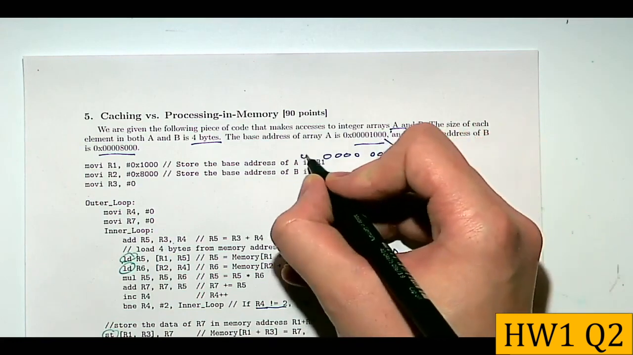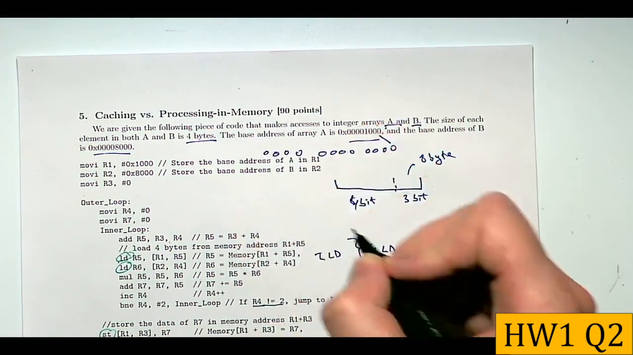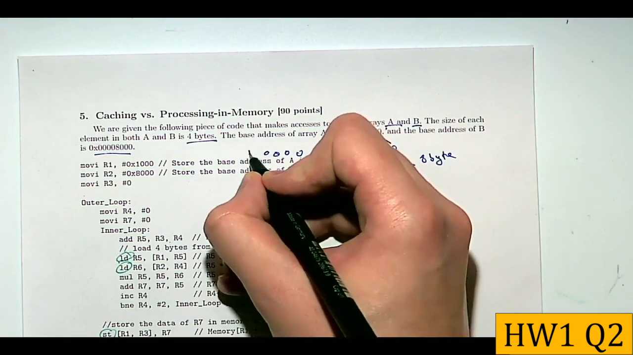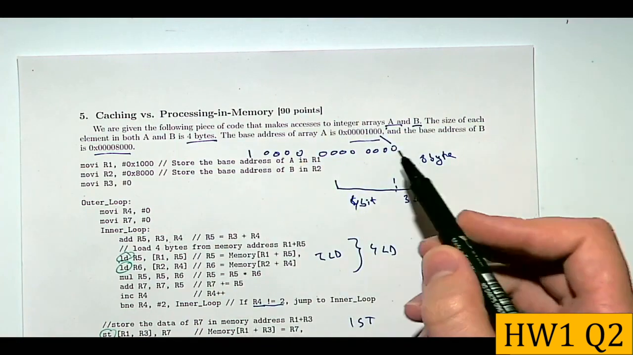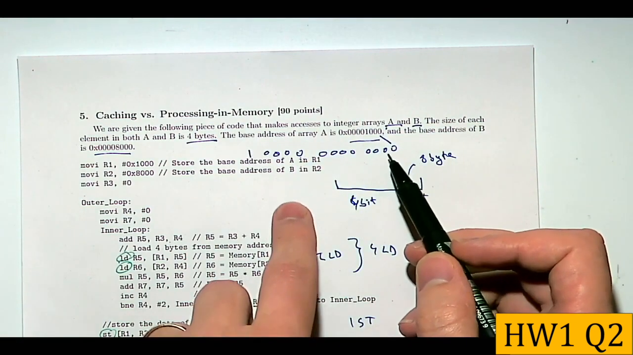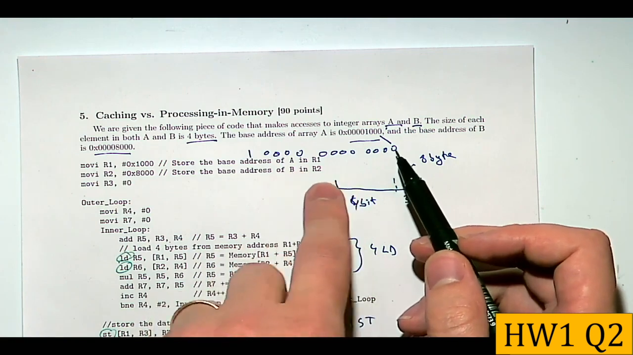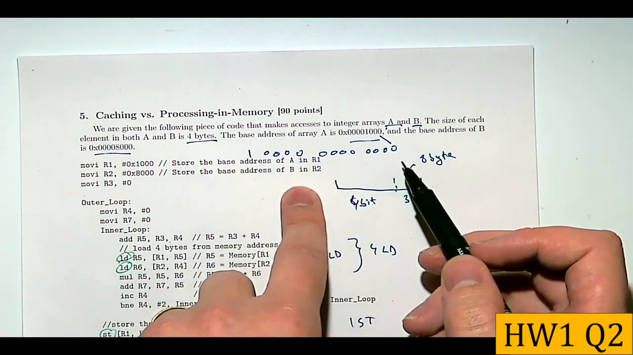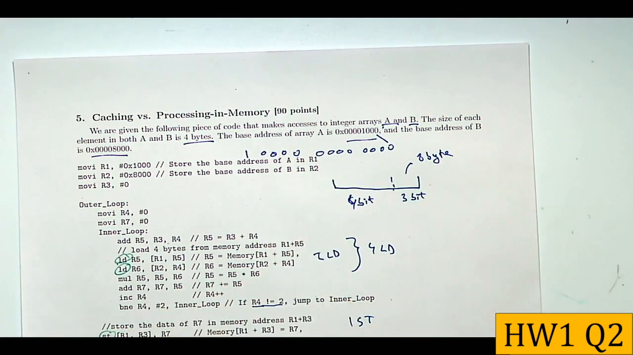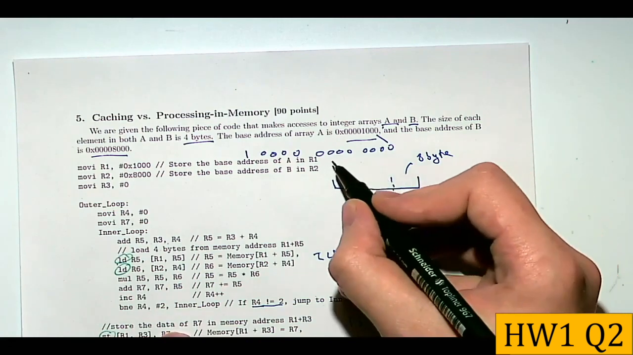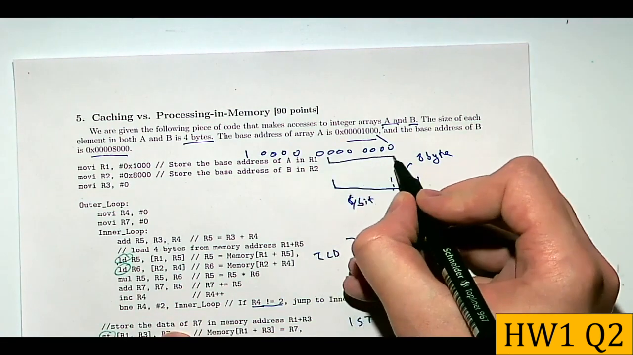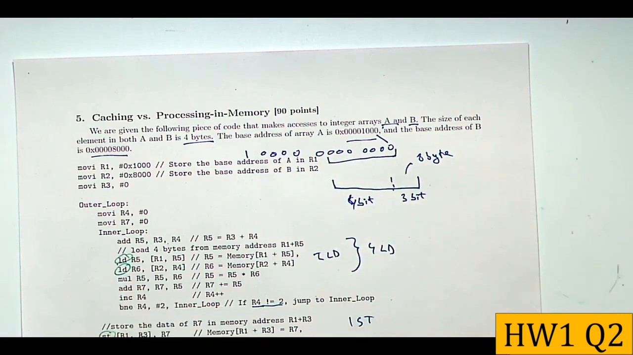So we'll have 12 zeros, and then here we'll have 1. Right, so we can easily see that here the first element of address A will go to the first entry of the cache because all least significant 7 bits are 0.